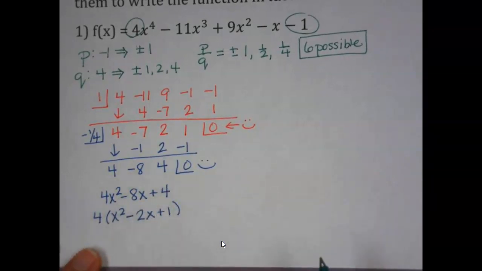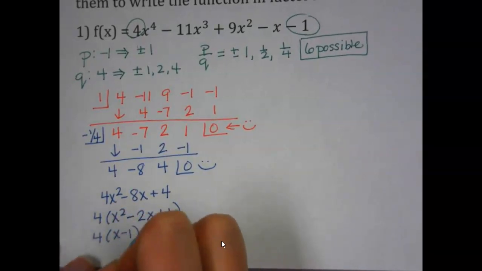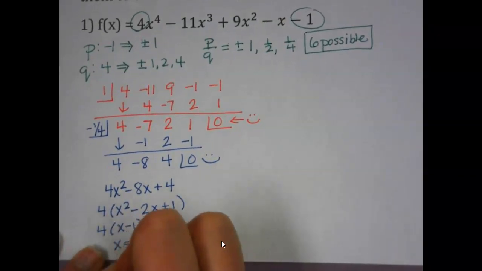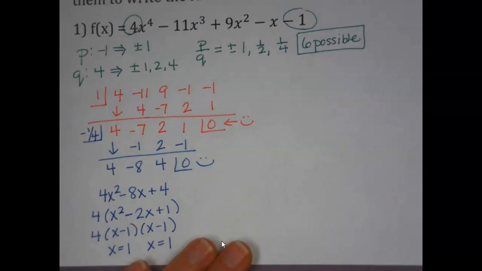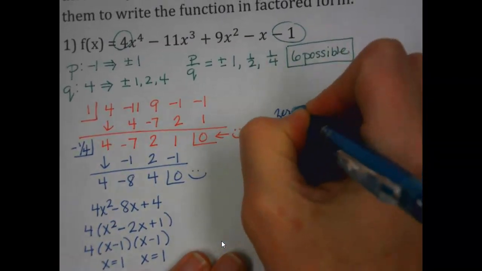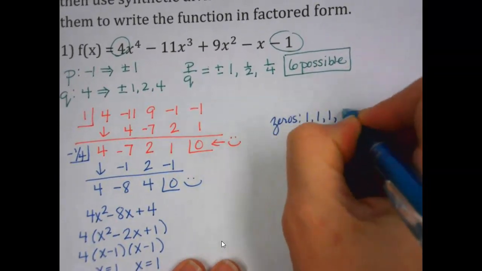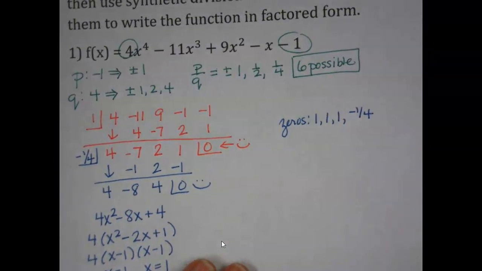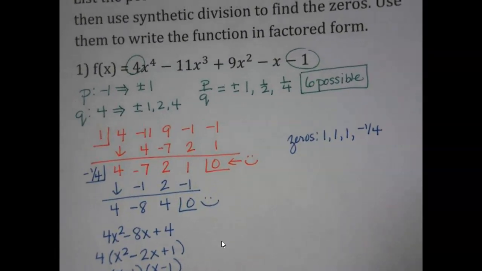And then x squared minus 2x plus 1 factors to x minus 1, x minus 1, which tells us that our 2 remaining zeros are 1 and 1, which we also had a 1 at the beginning. So if we go back and look at all the zeros we found, we have 1 showed up 3 different times, and then we also have a negative 1/4. So that's where we stopped last time, but now we need to do this last sentence.